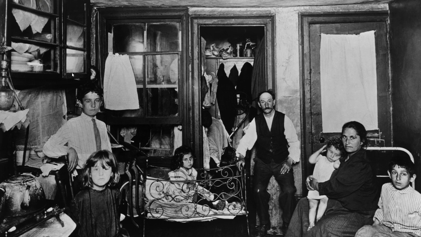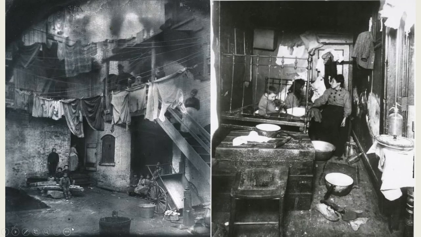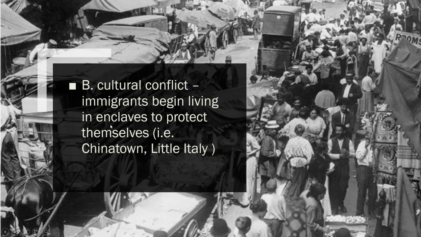So another issue, and here are some images of tenement buildings. Here's a family in their tenement apartment. An entire family living in a very, very small space. They were very narrow rooms, as you can see in this one. Here's the courtyard of a tenement building. You can see not a lot of space for people, very overcrowded, very dangerous looking.